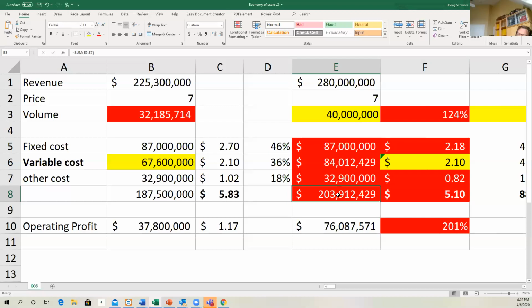Go ahead. Professor, how do we decide what should be the volume for next year? I'm not there yet. Can you hold on questions until I'm done? Okay.